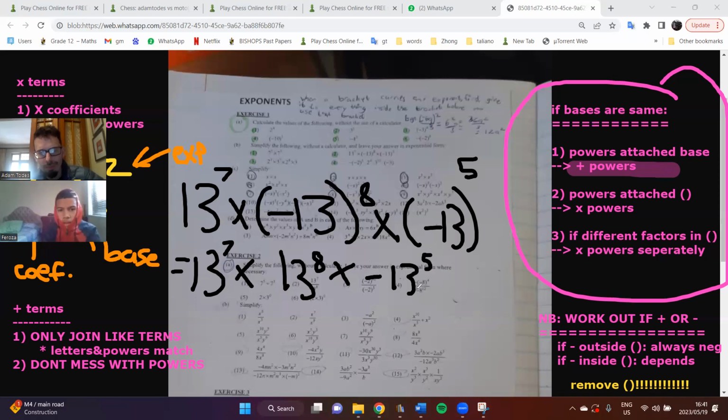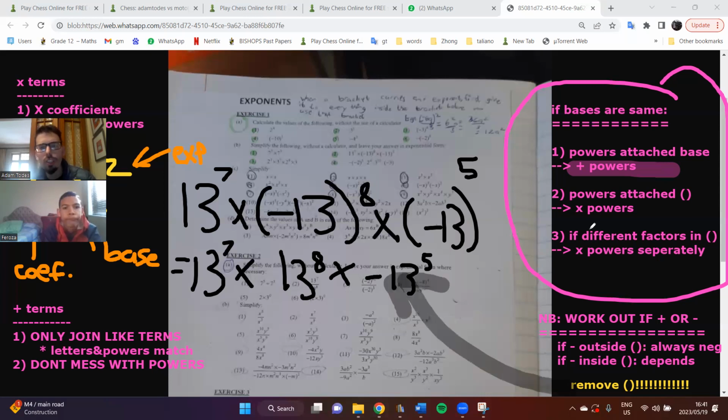Do you agree? Yes. And if the negative is inside the bracket, what's the key word? The key word is here. What's this word? Depends. Exactly. On what? On whether it's odd or even. Okay, so Abu, do you agree we've now removed the brackets successfully?